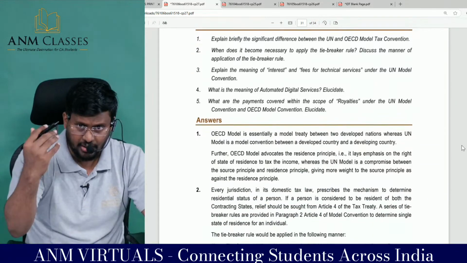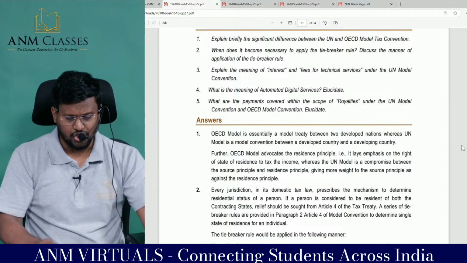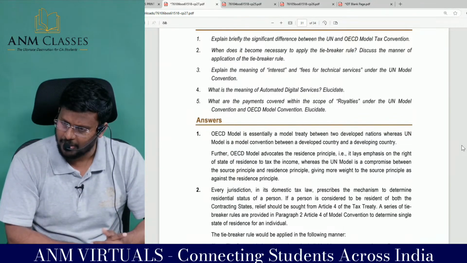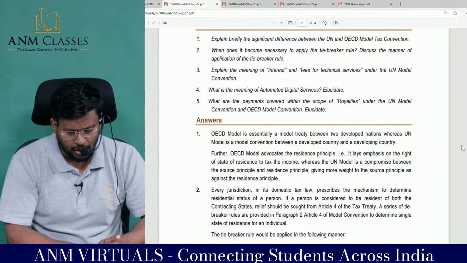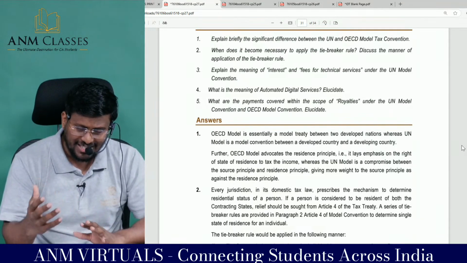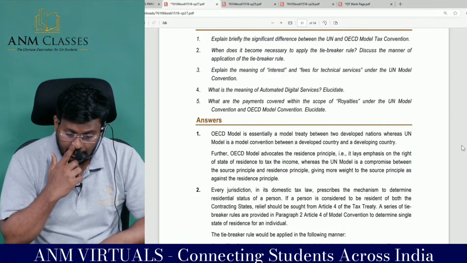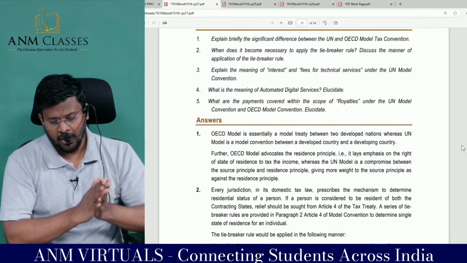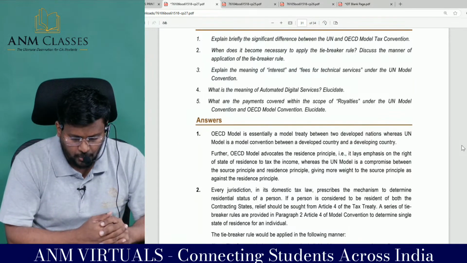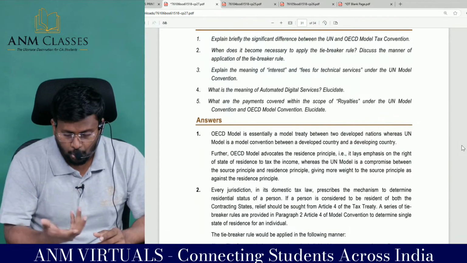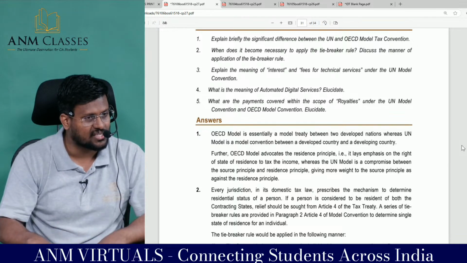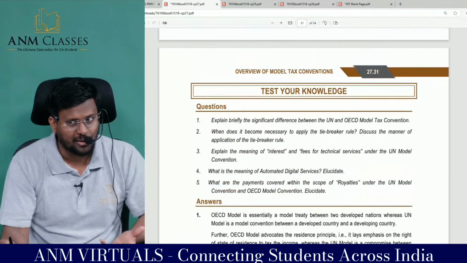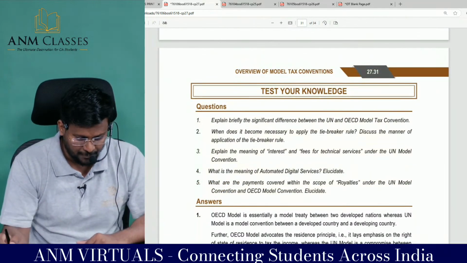Look at it. Everyone read it. The OECD model is essentially a model treaty between two developed nations, whereas the UN model is a model convention between a developed country and a developing country. The OECD model advocates the resident principle. That is, it lays emphasis on the right of the state of residence to tax the income, whereas the UN model is a compromise between the source principle and the resident principle, giving more weight to the source principle as against the resident principle. That's it, man. Two differences. We are done, man. 4 to 5 marks. It will be in your pocket.